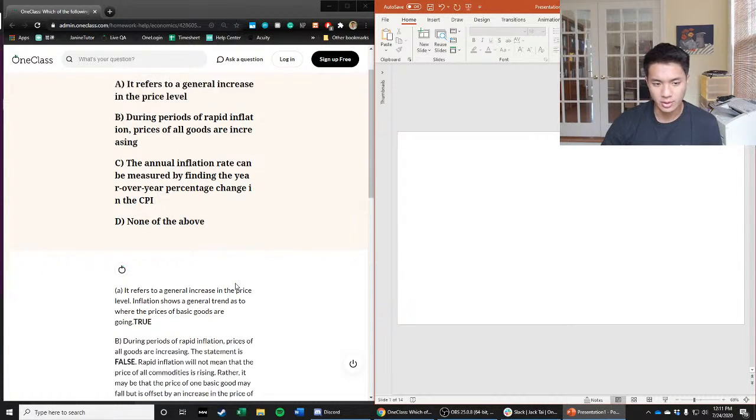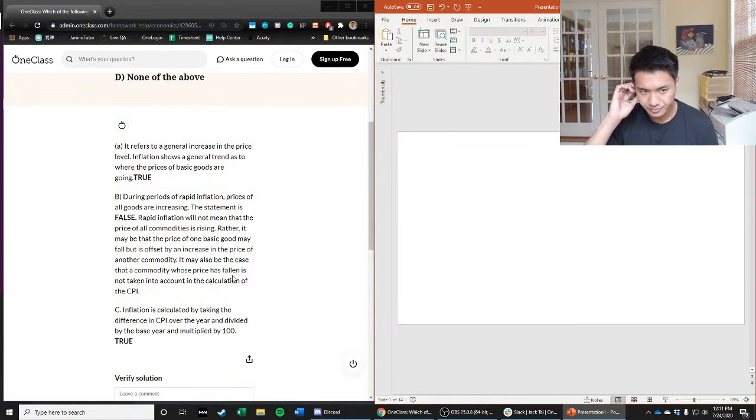Let's take a look at the previous tutor's answer. The previous tutor says, inflation shows a general trend as to wherever prices of basic goods are going, so A is true. B says that the statement is false. Rapid inflation will not mean that the price of all commodities is rising. Rather, it may be that the price of one basket good may fall, but is offset by an increase in the price of another commodity. It may also be the case that a commodity whose price has fallen is not taken into account in the calculation of CPI. That's also true.